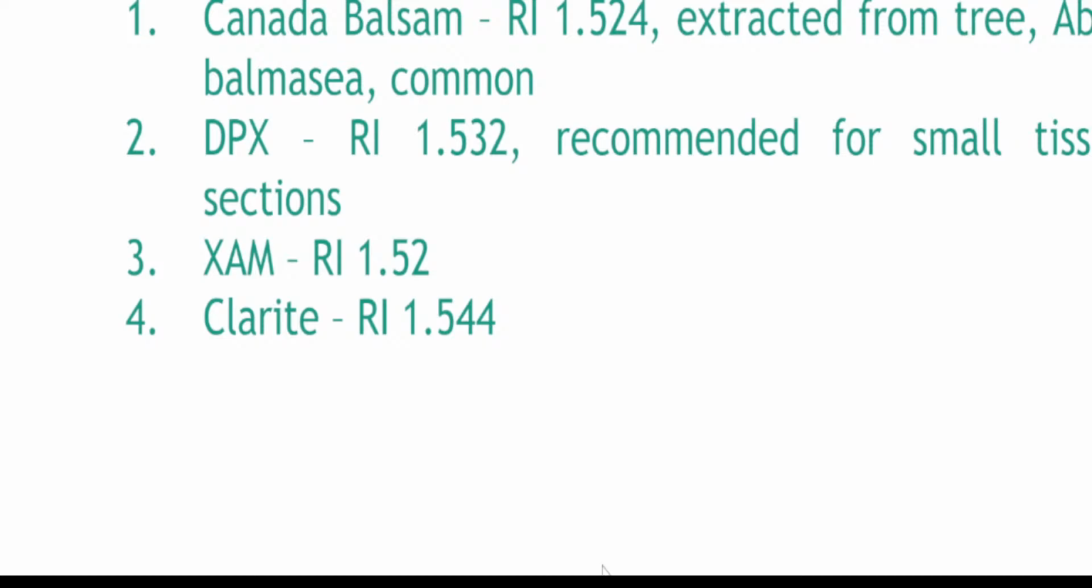Next, resinous mounting media. We use Canada balsam, DPX, XAM, and clarite. So what we use in the labs in Saudi Arabia where I last worked is DPX. Hindi nga nila tinatawag na mounting media yan eh. Manuel, add DPX. Ganun lang ang isasabi nila sa akin. Hindi nila tinatawag na mounting media yan. Add DPX. Kasi small tissues lang ginagamit namin.